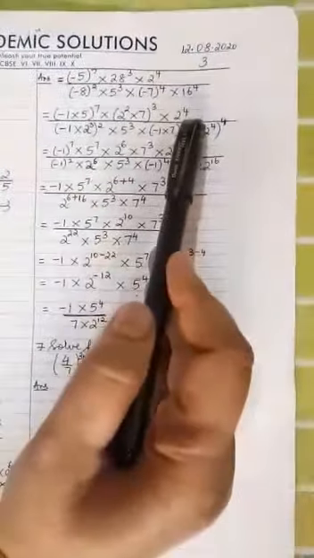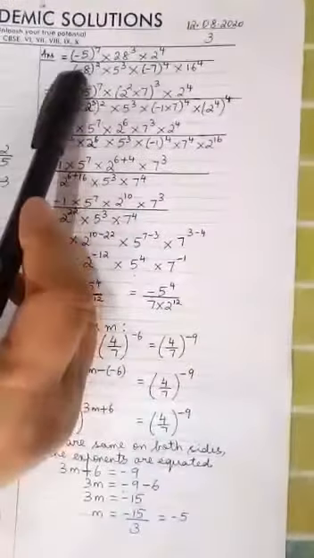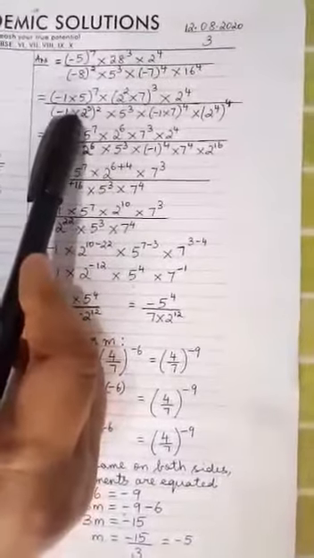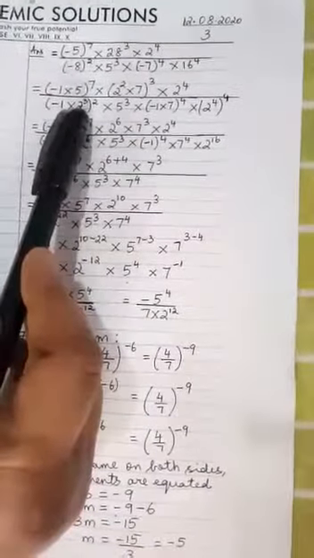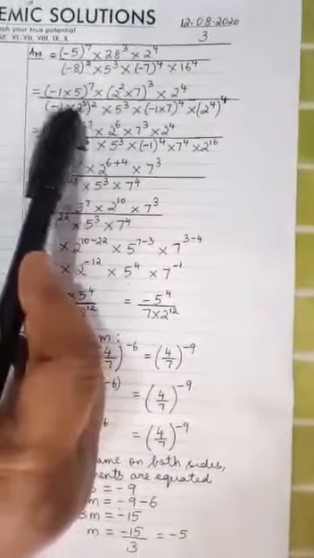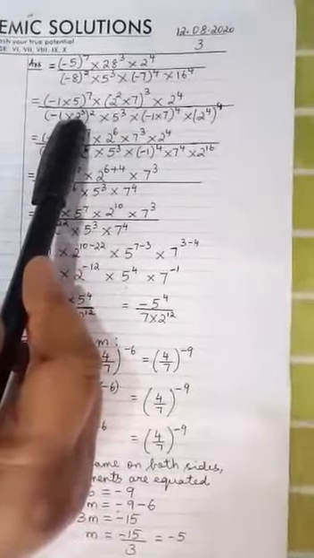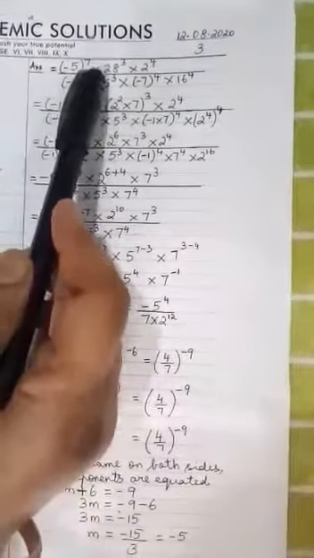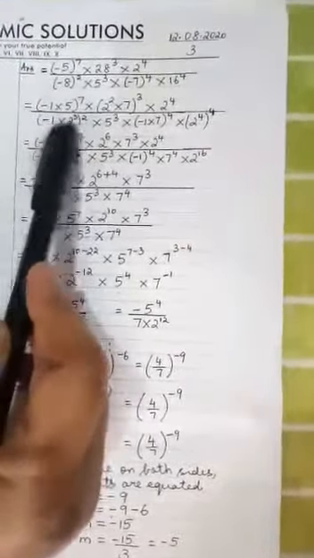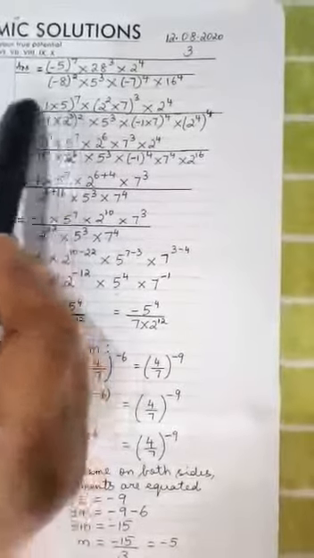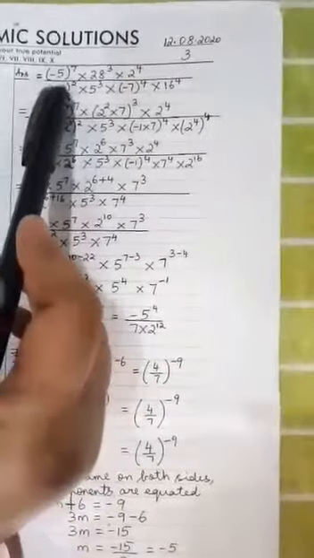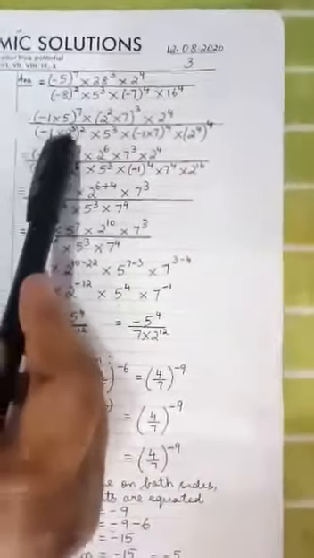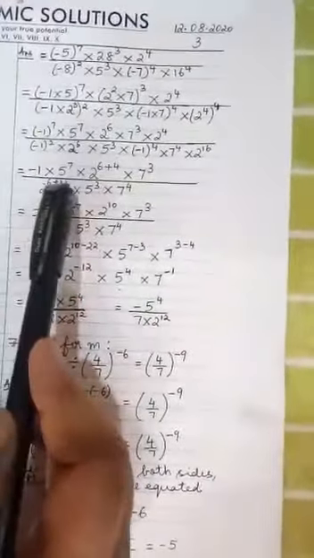Into 2 power 4 as it is, divided by, again separate the minus sign from 8. So write it as minus 1 into 8, which is 2 cubed. Minus 8 is minus 1 into 8, and 8 is 2 cubed. Now minus 8 is squared here, so all these terms must be squared. Minus 1 into 2 cubed, the whole square, because minus 8 is raised to the power 2.